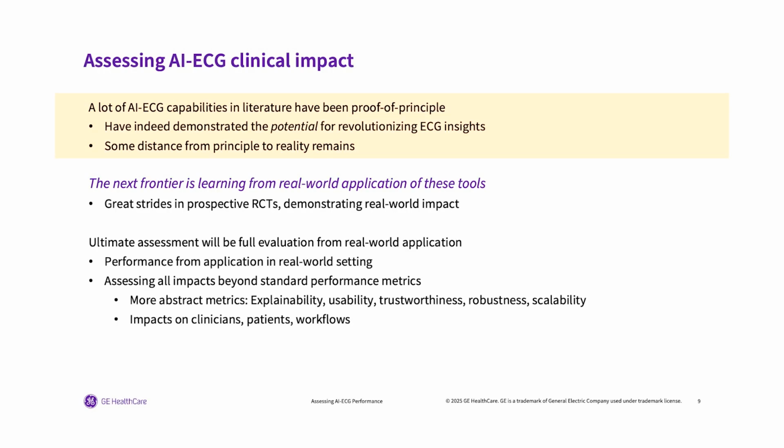So a lot of the AI-ECG capabilities that have been demonstrated in the literature, we should understand when they are, at the very least, proof of principle. It is still extremely valuable and necessary literature and a necessary step to bringing them to practice. And they have indeed demonstrated the potential for revolutionizing the insights that we can infer from the ECG. The next frontier is learning from the real-world application of these tools. And some of the leaders in the world, including speakers in this learning lab, are doing that today. There have been great strides in prospective RCTs or deployment in trial sites that demonstrate real-world impact.